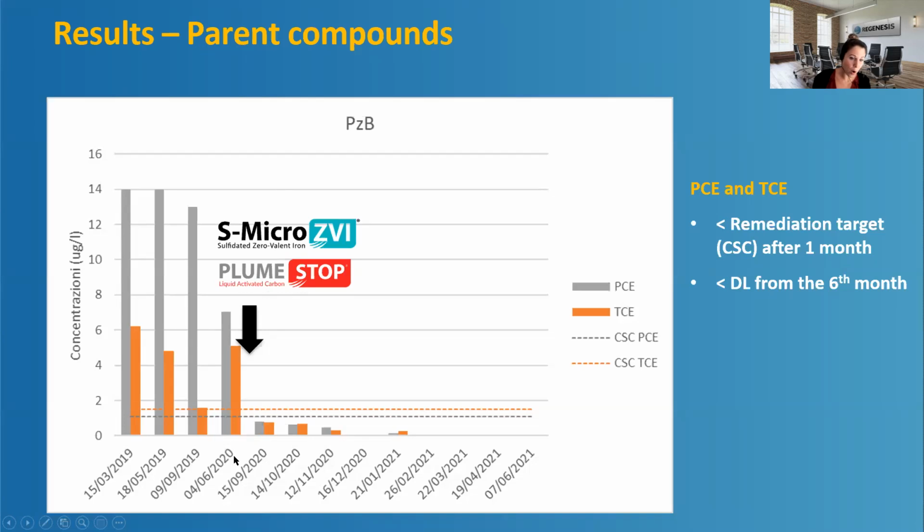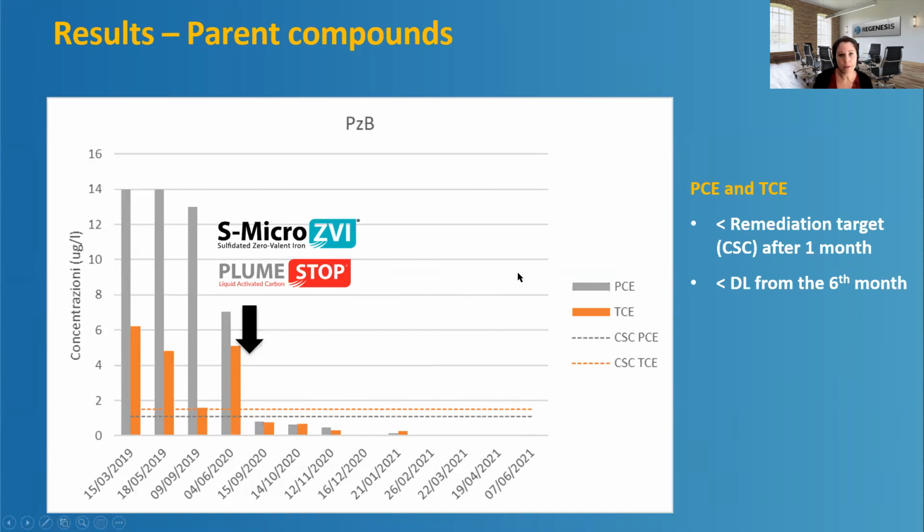The injection was in the summer of 2020, last year. And here you see the remediation target at site boundaries for PCE and TCE. Already after 1 month, we reach this target and we have stable results over time. After 6 months, we are under the detection limits for both contaminants.